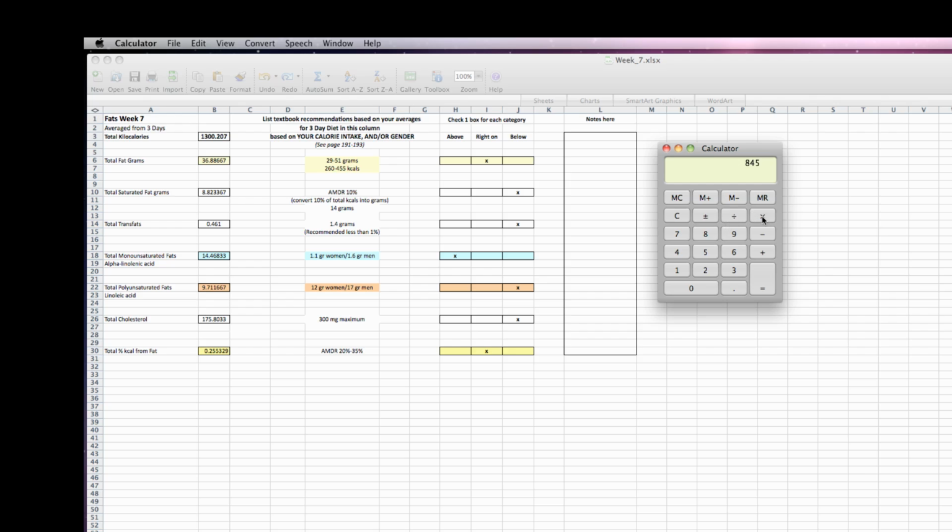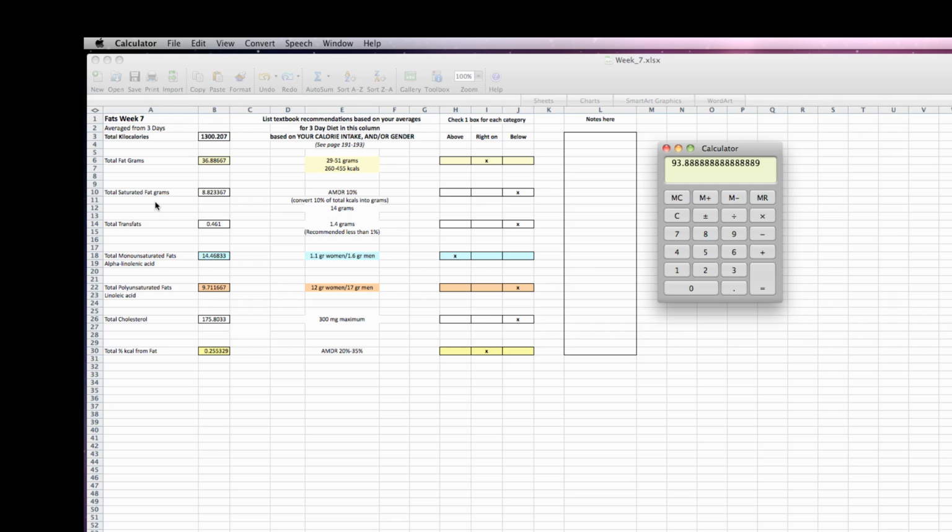So let's find out what the grams is. We're going to divide by 9. And the grams is 50. So it's possible that she wants to keep her percentages lower, but just to note, she did have more room to play with in her intake of fats. The correct range would be 29 to 50 grams of fat, or 260 to 455 kilocalories.